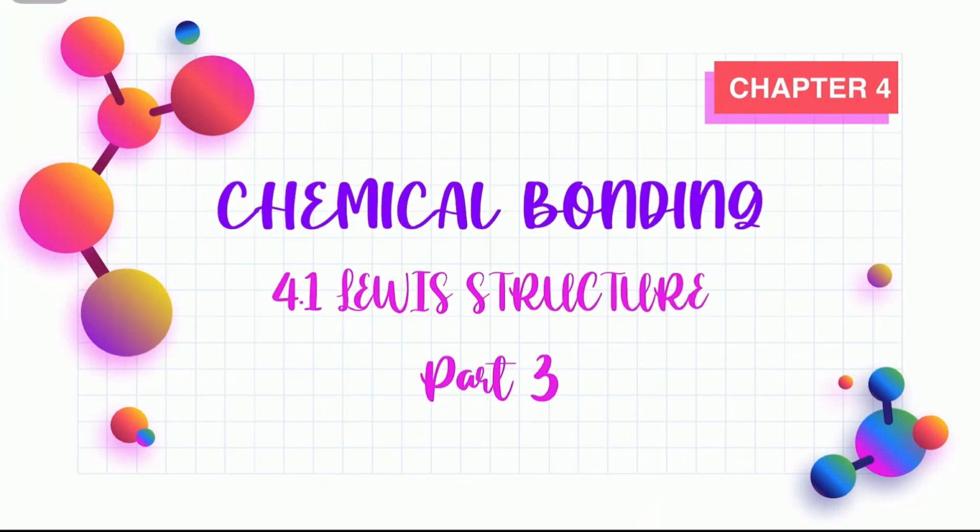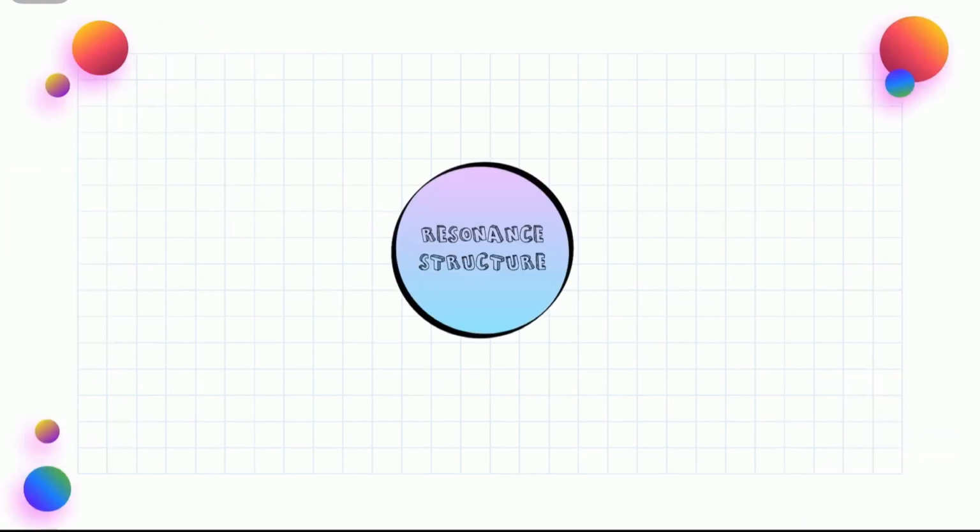Hi everyone, Chapter 4 Chemical Bonding, 4.1 Lewis Structure Part 3. In this topic, you will learn about the resonance structure.